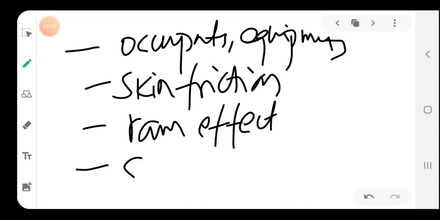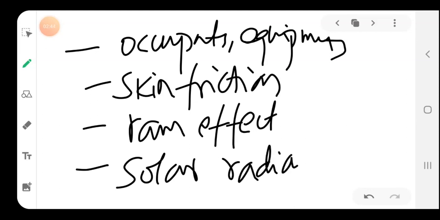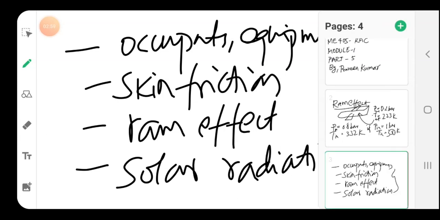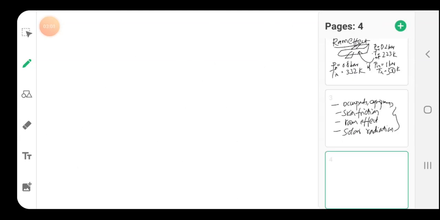And the fourth one, solar radiation. So all this will cause an increase in temperature inside the cabin. So in order to counter the effect of increase in radiation, what will we do? We will apply a cooling system. Okay, so simple. Now we will discuss various types of air cooling system.